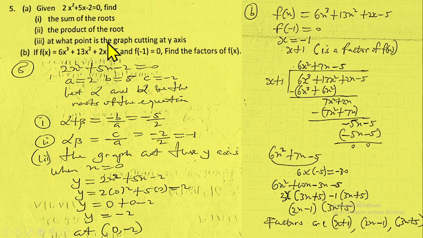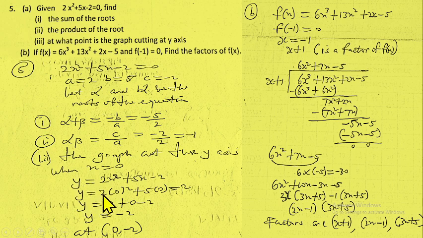Then at what point is the graph cutting the y-axis? The graph cuts the y-axis when x is equal to 0. The y-axis represents x equal to 0. So that's where the graph will cut the y-axis, at x equal to 0. So if you put that into this equation, y is equal to 2x squared plus 5x minus 2. Why are we having y? Because you are talking about the graph.